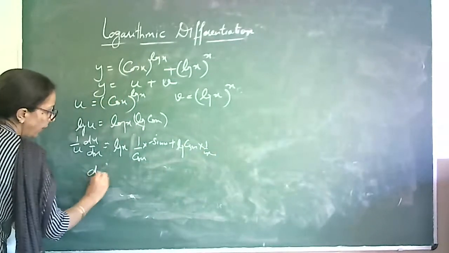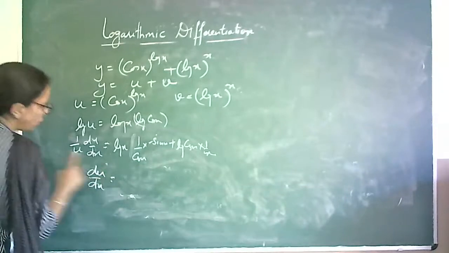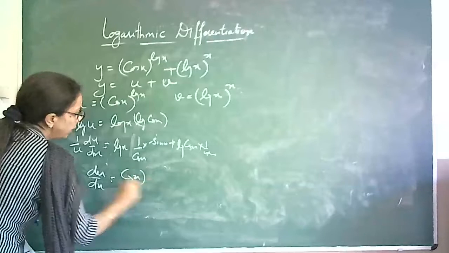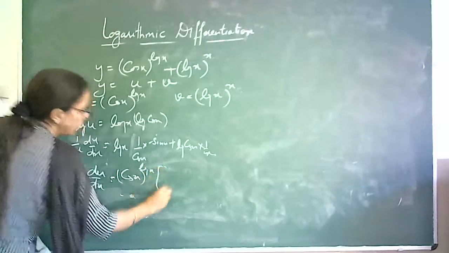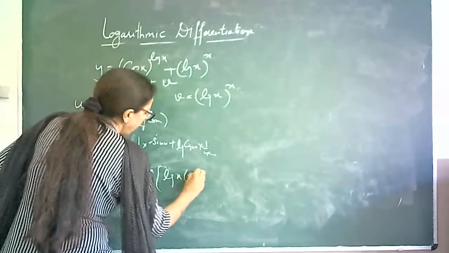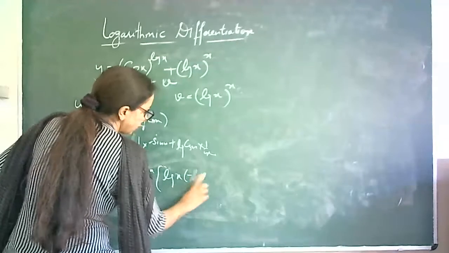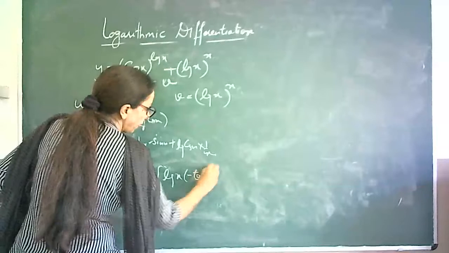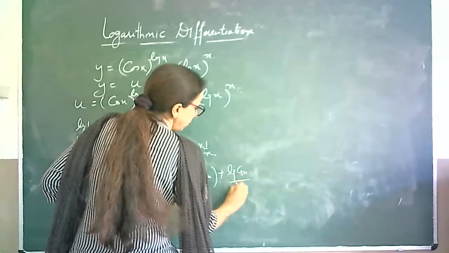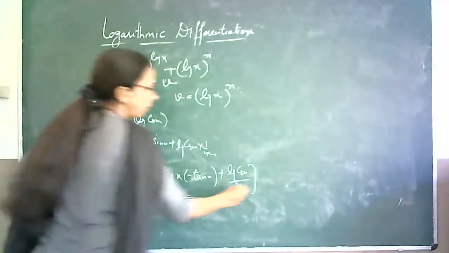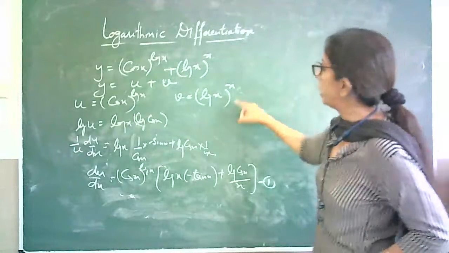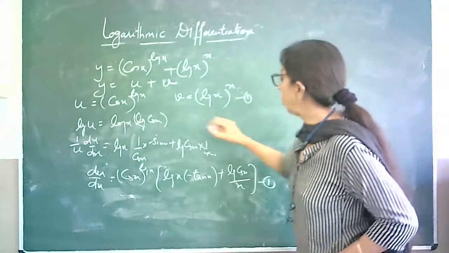So what is du by dx? This is u into this whole. U means cos x raised to power log x into log x minus tan x plus log cos x by x. This is number 1. Now, when we will differentiate this function with respect to x, what do we have?